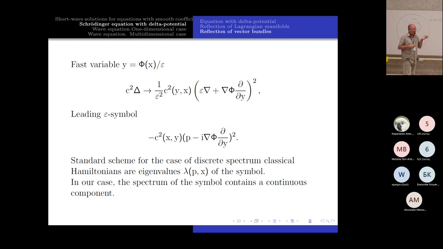And it is very well known how to deal with such situations if the spectrum of this operator is discrete. In this case, we have to replace the classical Hamiltonians, which are just the symbols of the initial operator, by the eigenvalues of this operator, which is the epsilon symbol of this operator. But in our case, the spectrum of this operator is continuous, so we can't apply this.